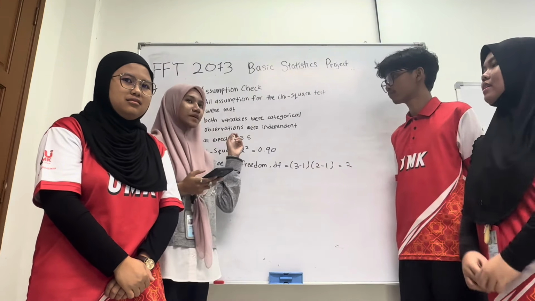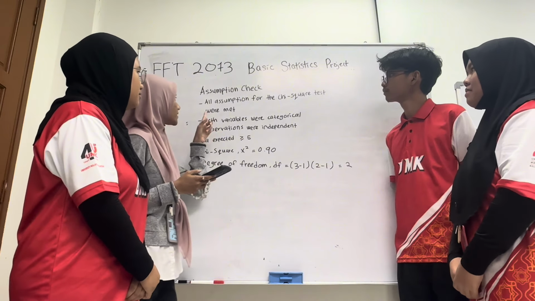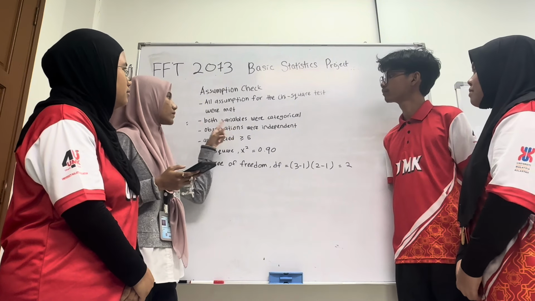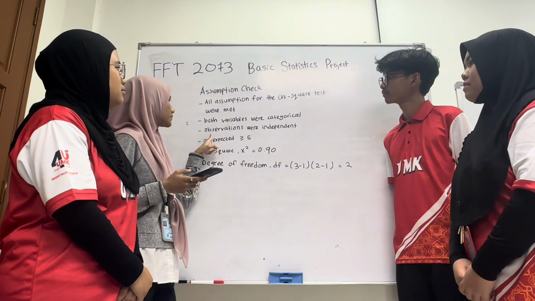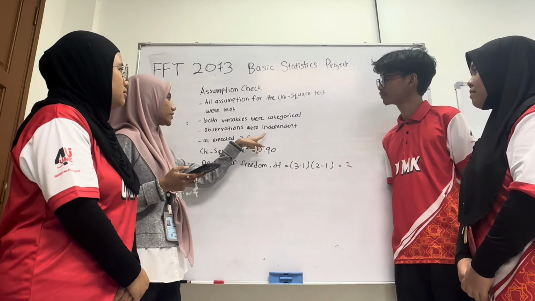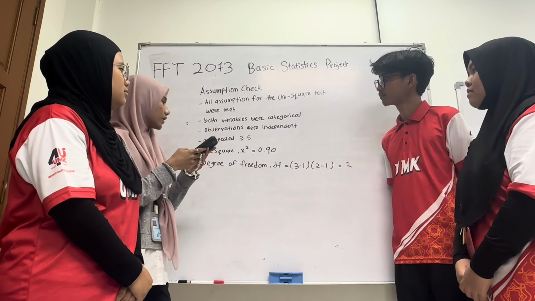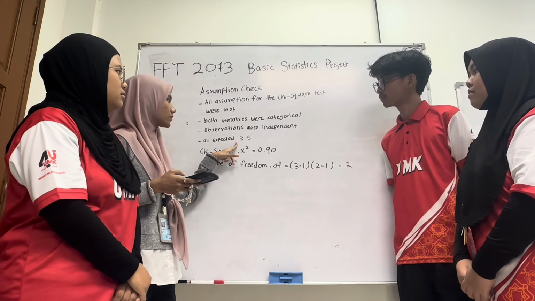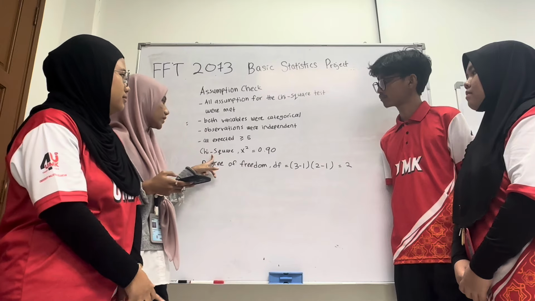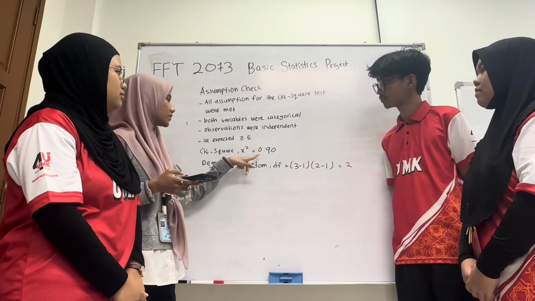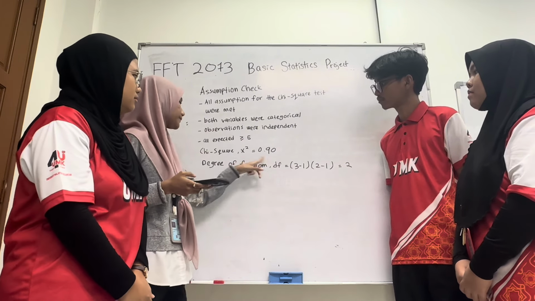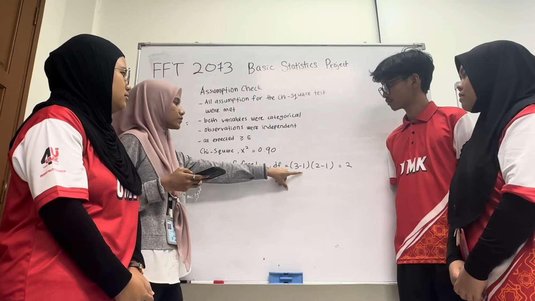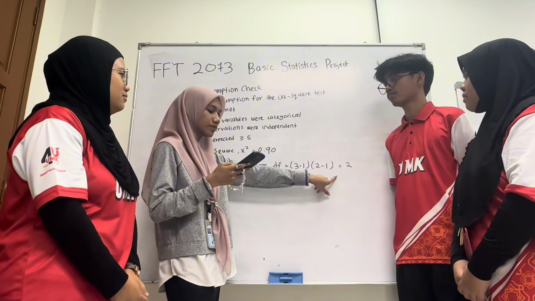Okay, for the assumption check, all assumptions for the chi-square test were met. Both variables were categorical, the observations were independent, and all the expected cell counts were greater than or equal to 5. Chi-square equals 0.90. Degrees of freedom: df equals (3 minus 1) times (2 minus 1), which equals 2.